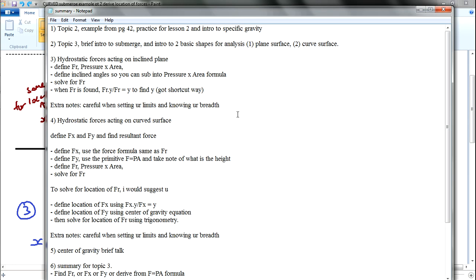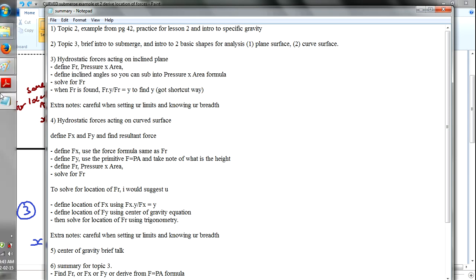Summary of the top lesson 3. Okay, so the first part we actually did was topic 2. The intro is to practice what we learned on hydrostatics, if you remember, and the difference between specific weight and gravity. After which we go into topic 3, which is the submerged basic shapes, plane surface and curved surface. And then we talk about a lot of things on inclined plane and the amount of formulas.